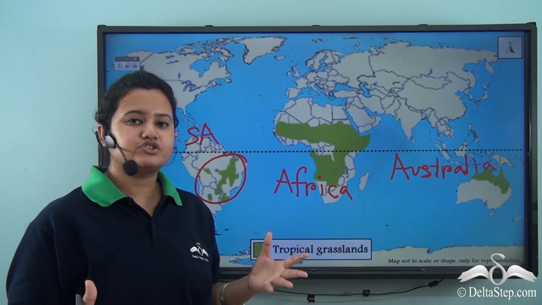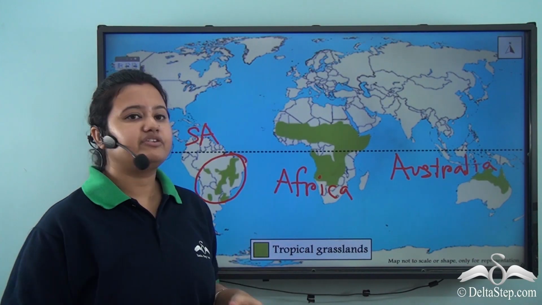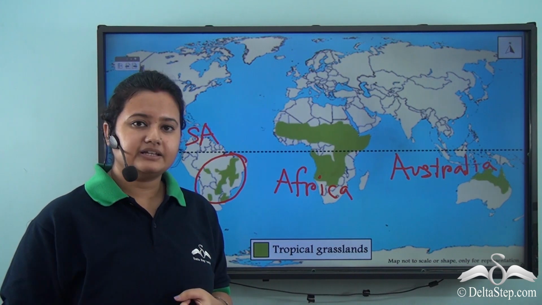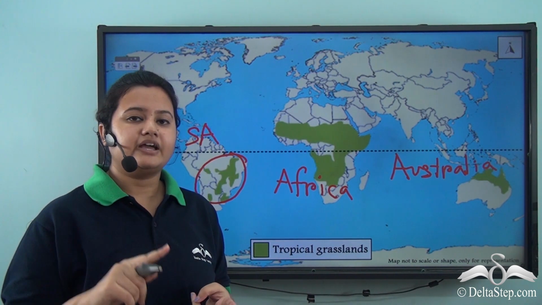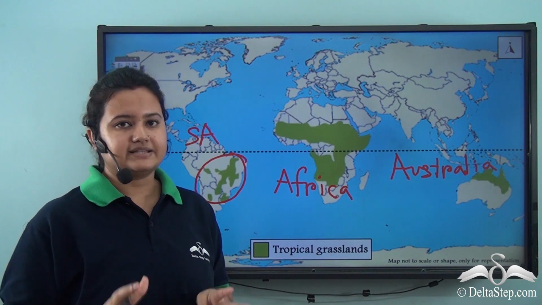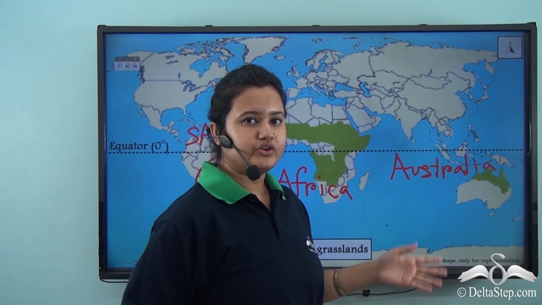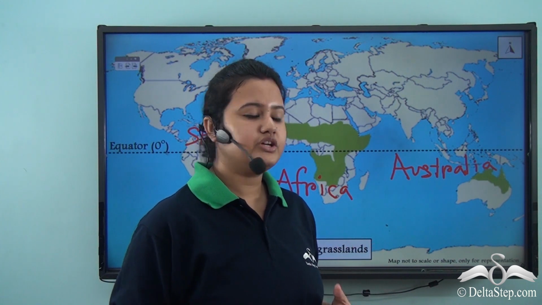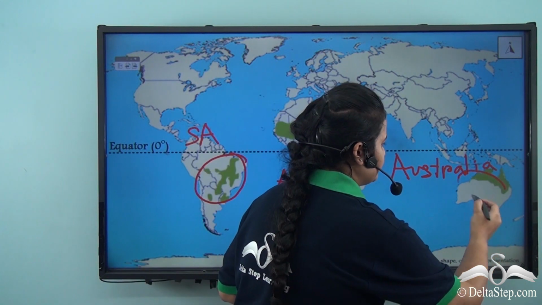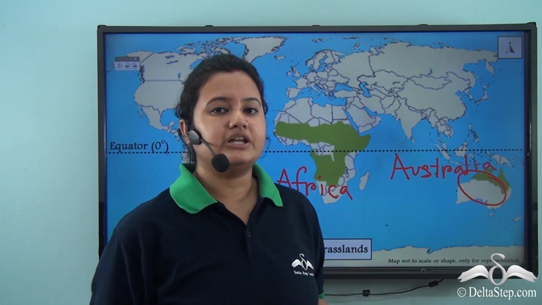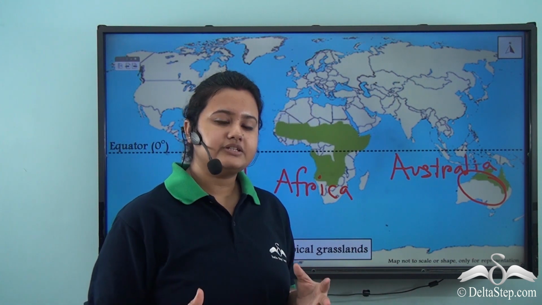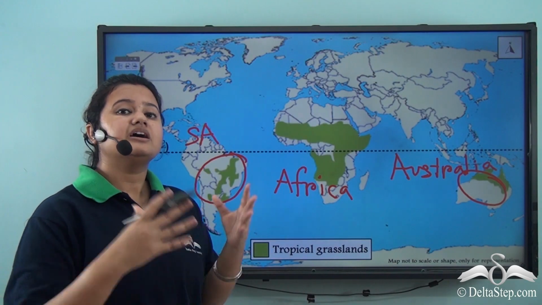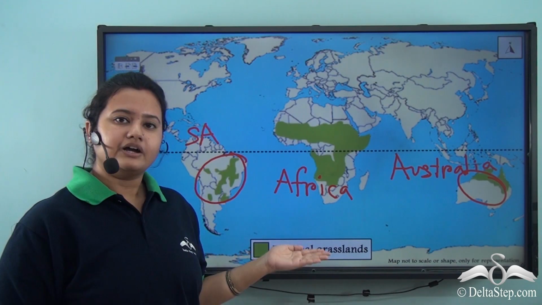Now as we can see here, a major part of Africa consists of tropical grasslands. It is mostly distributed in the Central African countries like Sudan, Chad, Nigeria, Zambia, etc. Now coming to Australia, we can see that the tropical grasslands are concentrated in the northern part of Australia, especially in the states of Northern Territory and Queensland. So in this map we can see the spread of tropical grasslands.